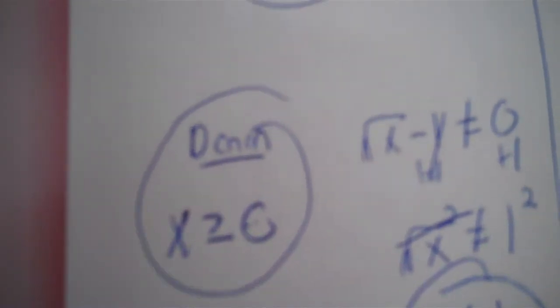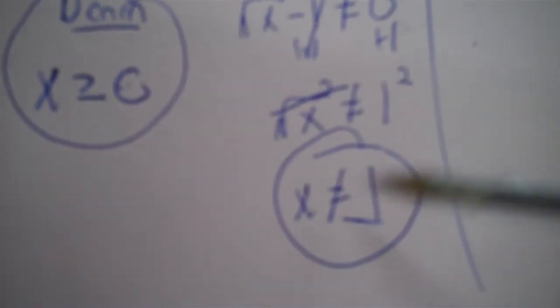That's why you always ask yourself with the domain, is x inside of a square root? If yes, you set the inside of the square root greater than or equal to 0 and solve if you have to. If x is on the bottom of a fraction, you set the entire bottom of the fraction equal to 0 with the not equal sign.